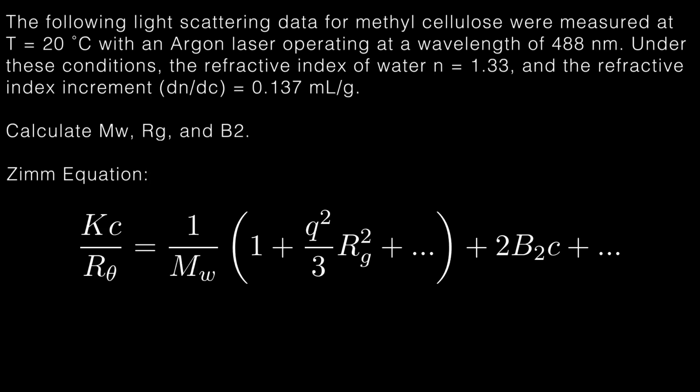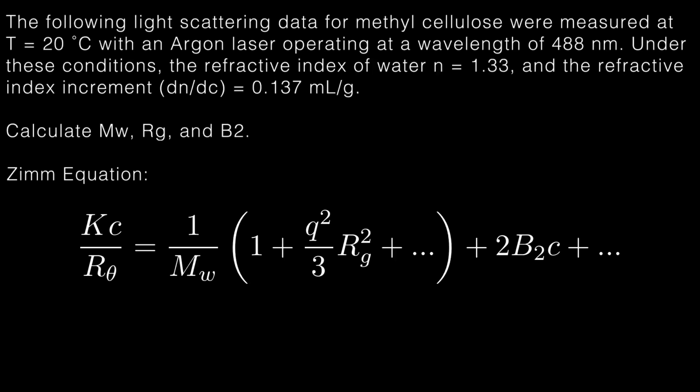Secondly, we can't measure light scattering for Q equals 0. That's 0 angle. The reason we can't do that is because at 0 angle, we'd be staring down the laser beam, and we would only be seeing the laser light that's coming to us and not the scattered light. So we also have to extrapolate to see what the scattered data would look like at Q equals 0.